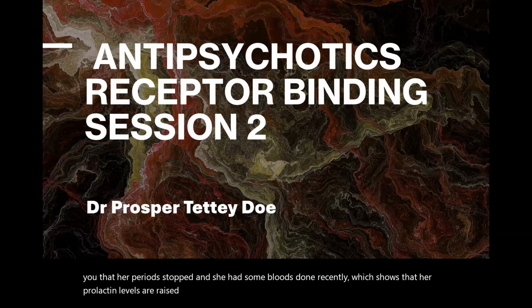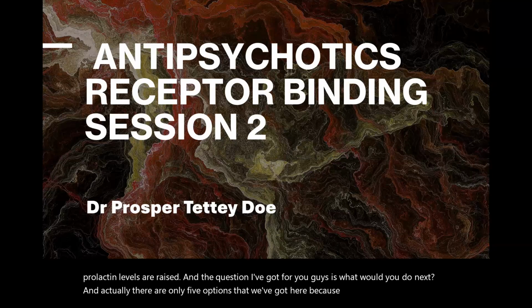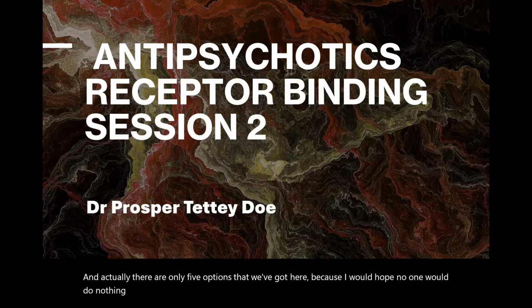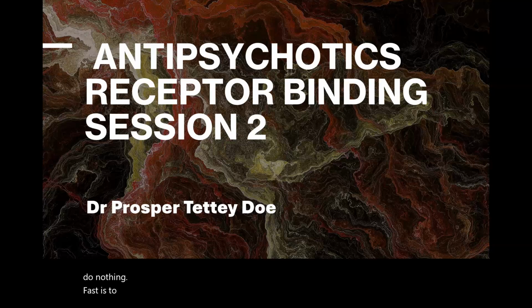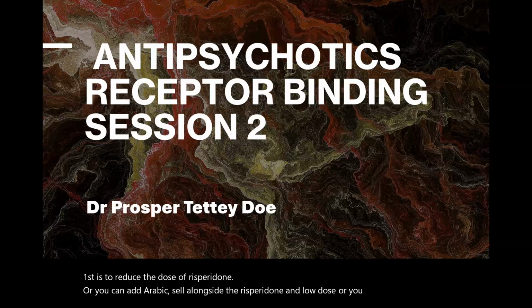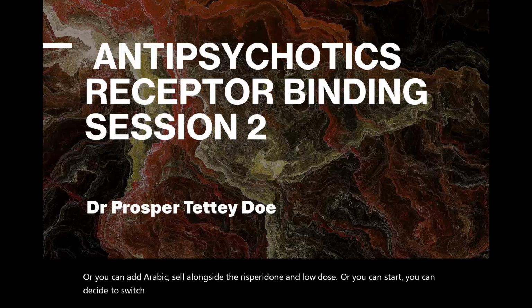Now, the question I've got for you is what would you do next? And actually, there are only 5 options that we've got here, because I would hope no one would do nothing. So we've got 5 options. First is to reduce the dose of risperidone, or you can add aripiprazole alongside the risperidone, a low dose, or you can decide to switch risperidone to something else. You can switch to aripiprazole, you can switch to olanzapine, or you can switch to cariprazine.